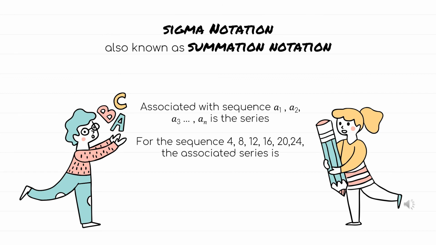Associated with the sequence a sub 1, a sub 2, a sub 3 up to a sub n is the series. For the sequence 4, 8, 12, 16, 20, 24, the associated series is 4 plus 8 plus 12 plus 16 plus 20 plus 24. And we can actually write that using sigma notation. That will be the summation of 4I from I equals 1 to 6.